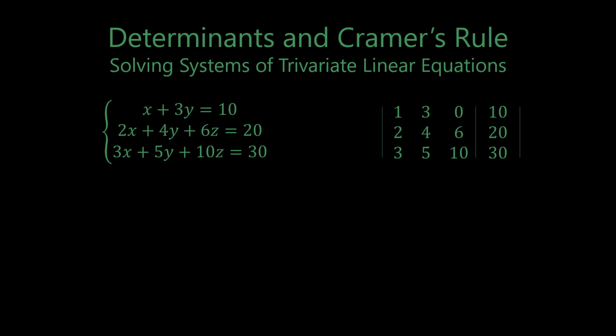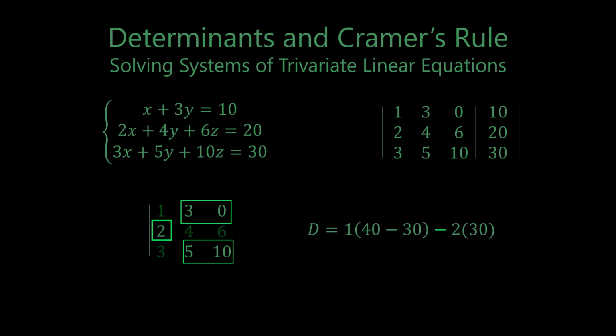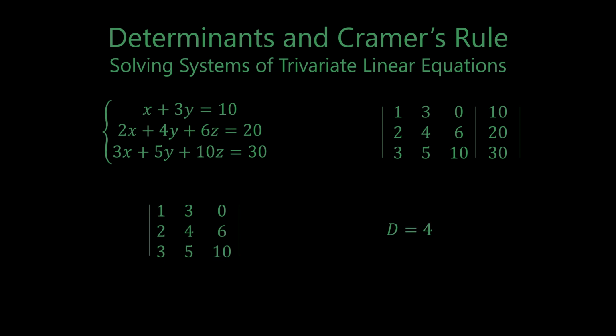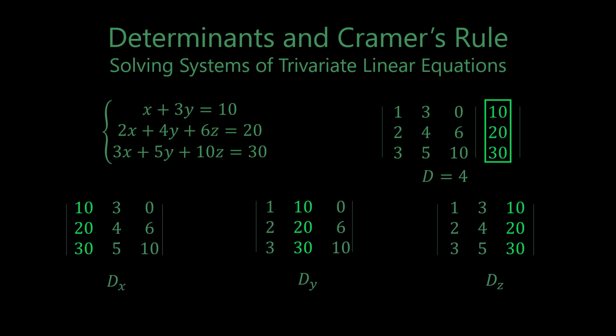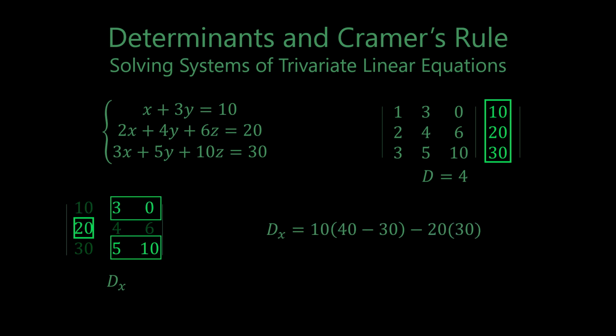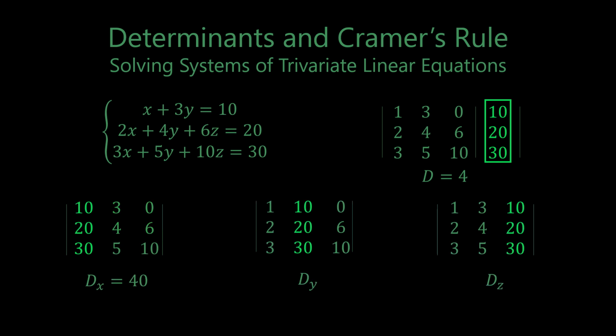So we make an augmented matrix, we pull out the matrix for the variables, and we find our 3x3 determinants: 1 times 40 minus 30, minus 2 times 30, plus 3 times 18. So our main determinant is 4, and we're going to replace each variable column with the answers so we can get the determinants for each variable. We get 10 times 40 minus 30, minus 20 times 30, plus 30 times 18. So the determinant of x equals 40, and let's see if you can find the determinant for y and the determinant for z.